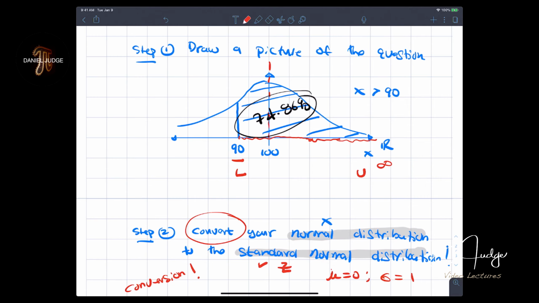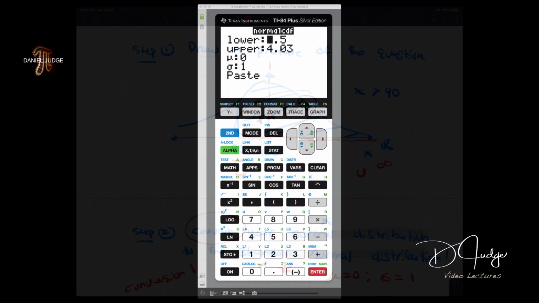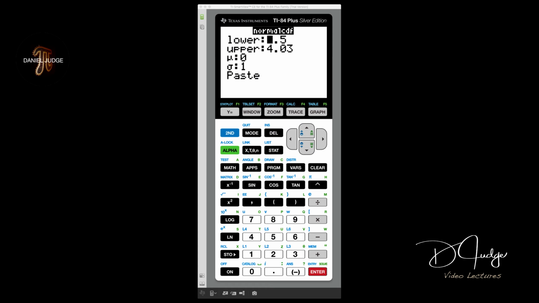So here's what I'm going to say. Let's go back to the calculator, the TI. The lower bound value is 90. My upper bound value has to be, again, what? To infinity and beyond. Okay. To infinity and beyond. I'm going to use a very big number. I'm going to use, how about 1,000? That's pretty big. All right, 10,000. Let's see if it works.